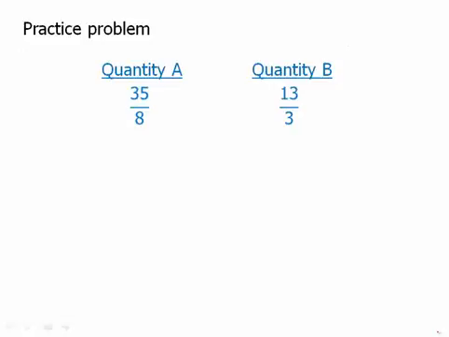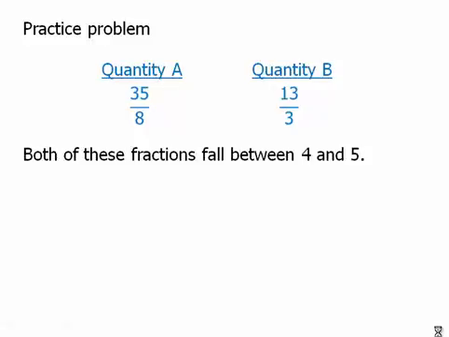Here's a practice problem. Pause the video and then we'll talk about this. Okay, so we're comparing two fractions here. In particular, notice that both of those fractions are between 4 and 5. In other words, in each case, the numerator is greater than 4 times the denominator and less than 5 times the denominator. That's interesting. So they're relatively close in value.